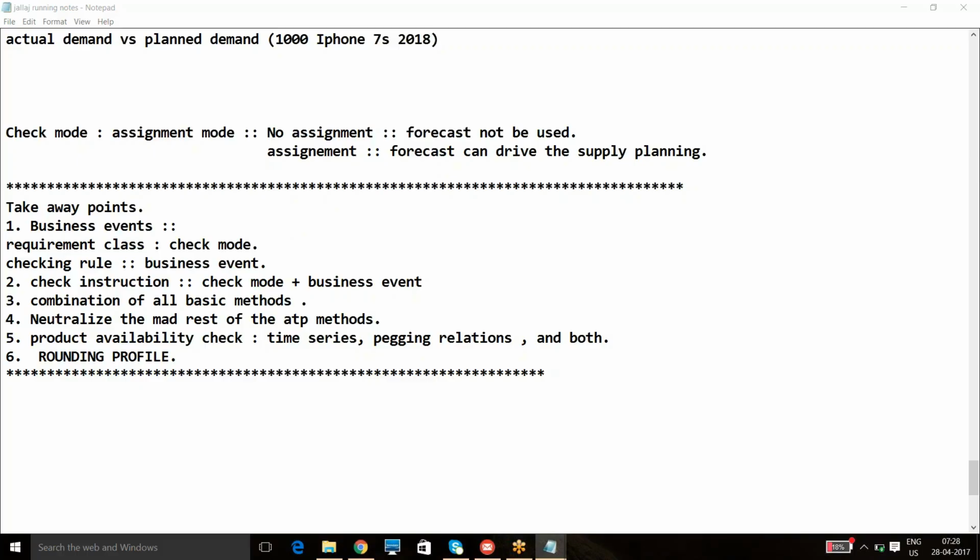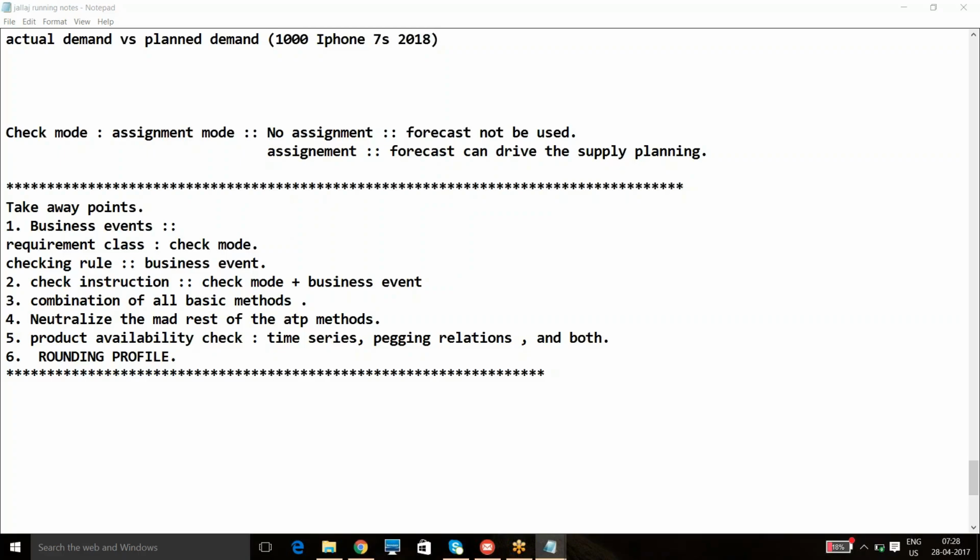How are we able to use the MAD? How is it influenced if you have a combination of all these basic methods, and how does it influence the different options we have? We have also seen the priority check, the time series, pegging relationships, and both, and the routing profile, right?